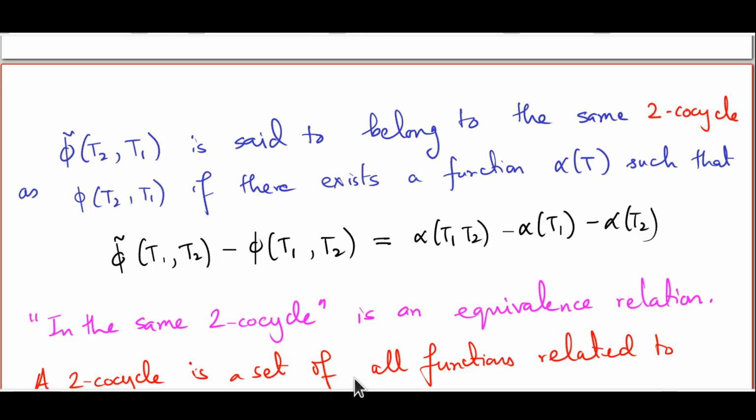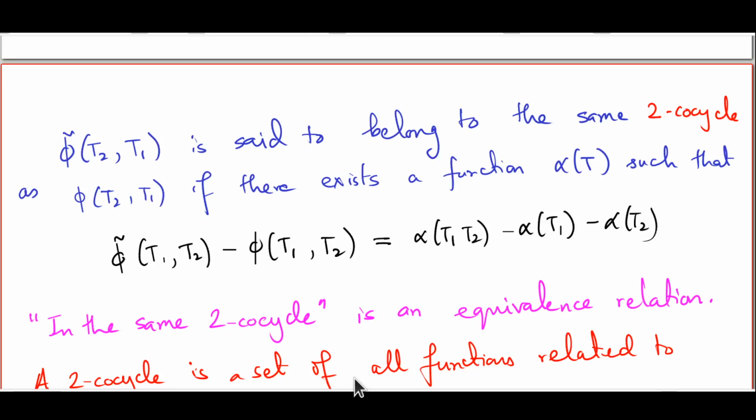Now, if phi tilde is in the same equivalence class as phi, of course phi has to be in the same equivalence class as phi tilde. But that's sort of obvious even from the equation itself. All that happens when you interchange phi and phi tilde is that the left hand side changes sign. And all you have to do is replace alpha by minus alpha to get there. Transitivity takes very little extra work to prove.